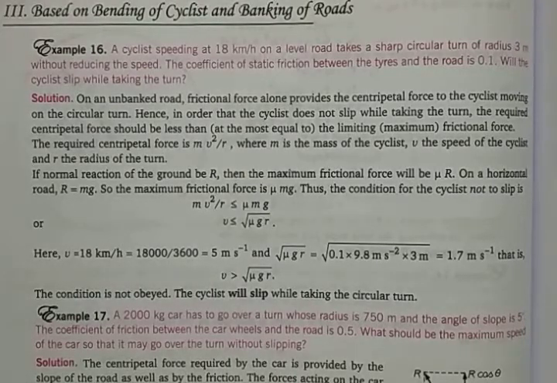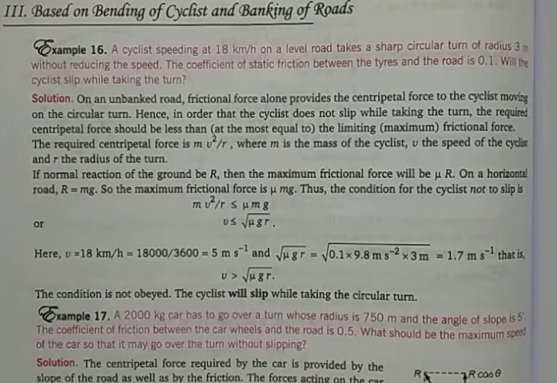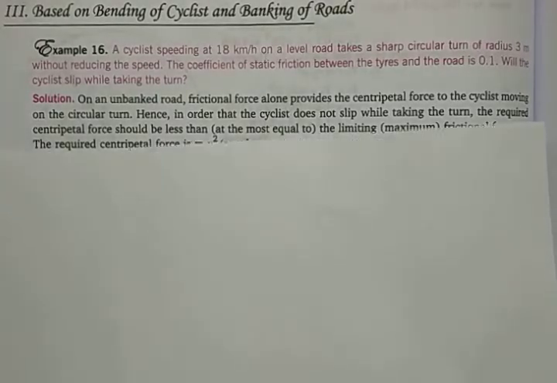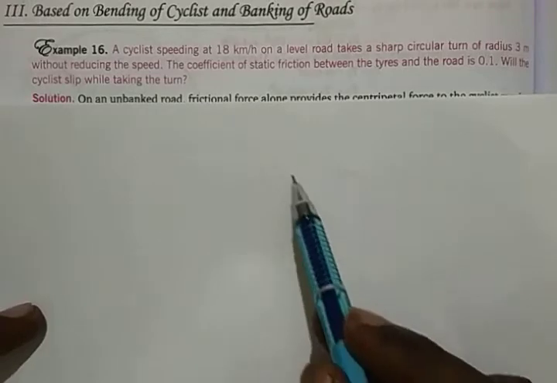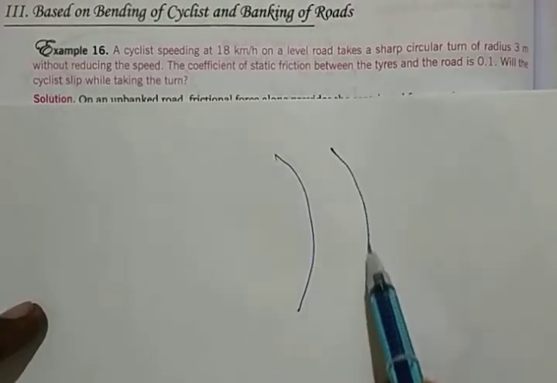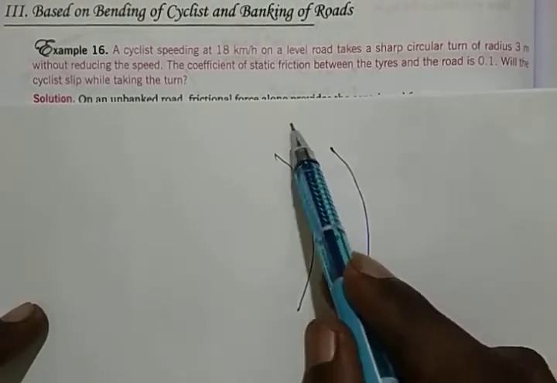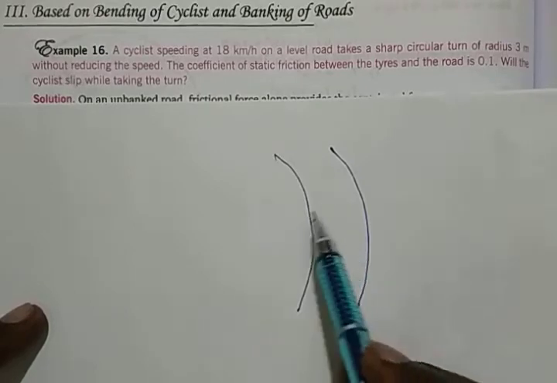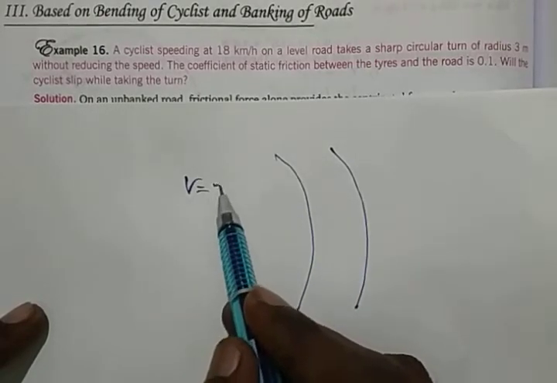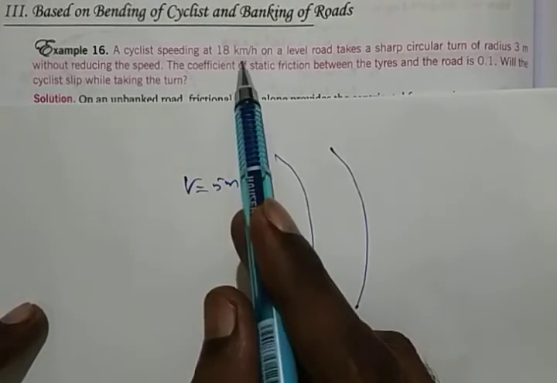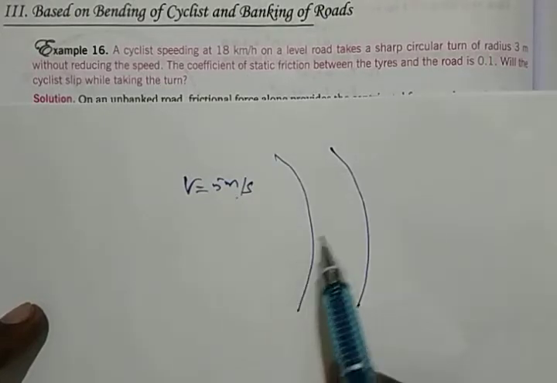So this question says, a cyclist speeding at 18 kilometers per hour. We already know 18 kilometers per hour is going to be 5 meters per second. On a level road, he takes a sharp turn. So the cyclist is coming on a level road, and then straight away he is making a sharp turn. The velocity is 5 meters per second. It is given as 18 kilometers per hour, which is actually 5 meters per second.